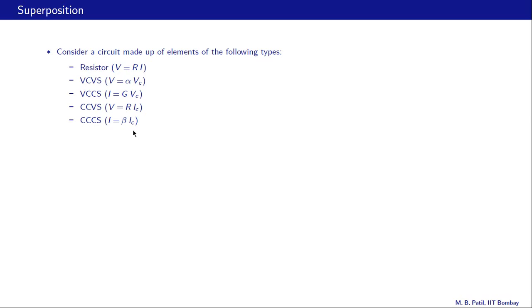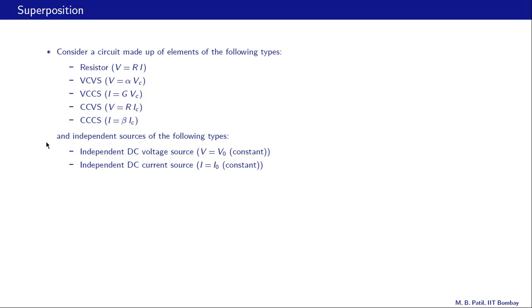What is common in all of these equations? They are all linear. That means the quantity on the left, such as V or I, depends on the quantity on the right, such as I here or Vc here, in a linear fashion. And that is why, when we have a circuit made up of these elements, the superposition theorem can be applied.